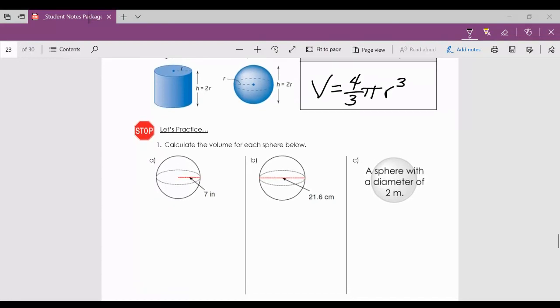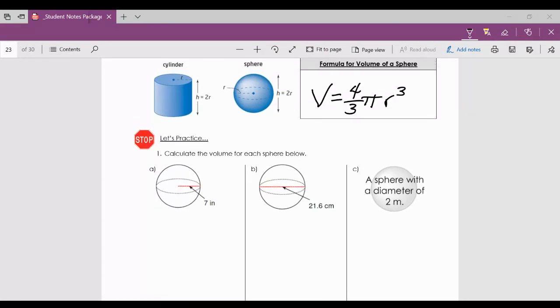I'll give you the solution to the first one, and then I'll get you to try some of the other ones on your own. So notice that the radius of this sphere is 7 inches. So we're going to use the formula 4/3. Now, 4/3 means multiply by 4 and divide by 3. So I'll set up the formula in that fashion. 4 times pi times the radius, which is 7 in this case, cubed. And we have to divide that whole thing by 3.